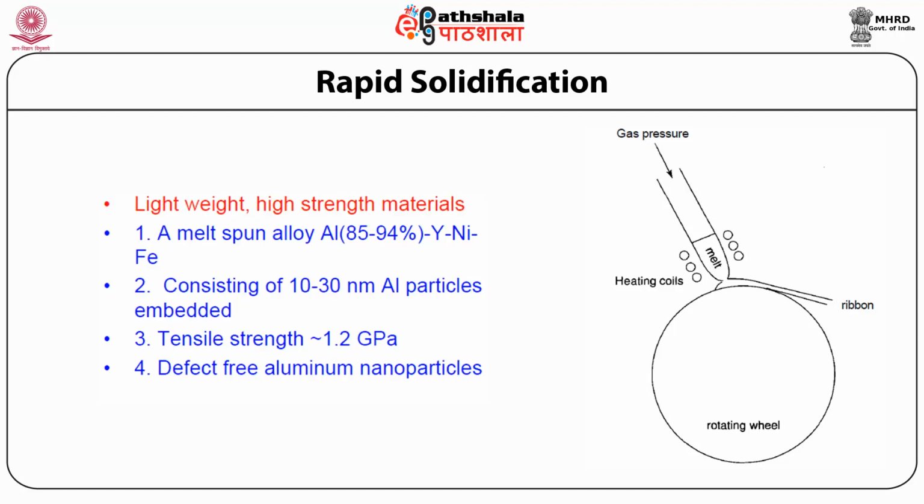A melt-spun alloy of aluminum, yttrium, nickel, iron consisting of 10 to 30 nanometer aluminum particles embedded in the amorphous matrix can have a tensile strength in excess of 1.2 gigapascal. The high value is attributed to the presence of defect-free aluminum nanoparticles.